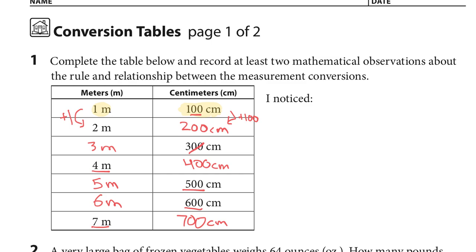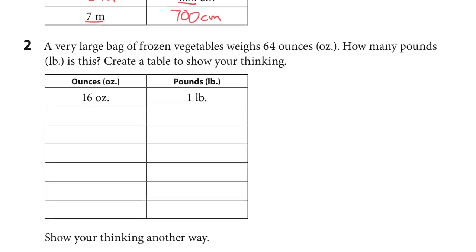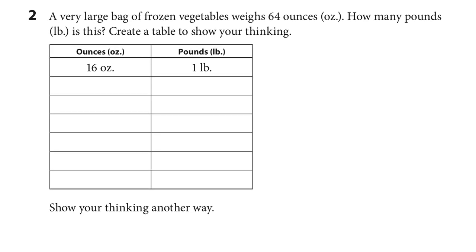So a little bit of review here. So what did you notice? I'm going to leave that up to you. What I noticed is that when you add 1 meter, you add 100 centimeters. Okay? And it wants you to record at least 2 mathematical observations. So think of another thing that you notice in there, okay?